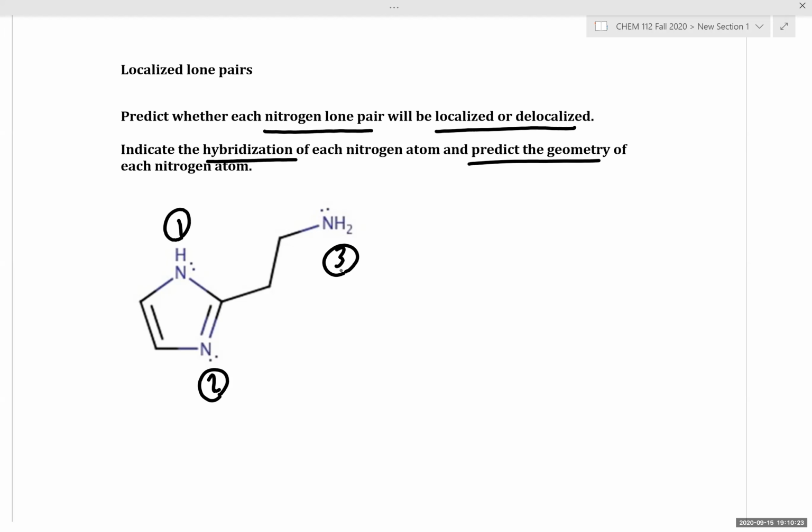And I'd like to see your responses in the chat for whether each lone pair on nitrogen 1, 2, and 3 is localized or delocalized, and indicate the hybridization and geometry of each nitrogen atom, accounting for resonance effects. So let's get working on this example. And if you have any questions, don't be shy to ask them in the chat or verbally. And let's try to get a few responses before we discuss this example, as this concept is critical for our next discussion of acids and bases.